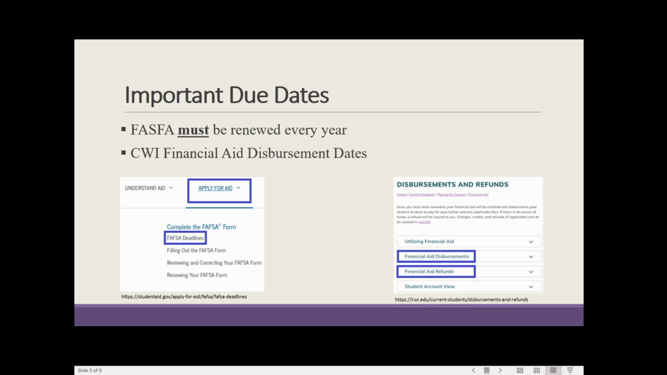Other important dates to remember are the financial aid disbursement and refund dates, especially for first-time borrowers because the dates are different for returning and new students. The disbursement date is when the aid is available to pay for classes, books, and college-related expenses, while the refund date is when the leftover money is sent to you through whatever refund method you chose.